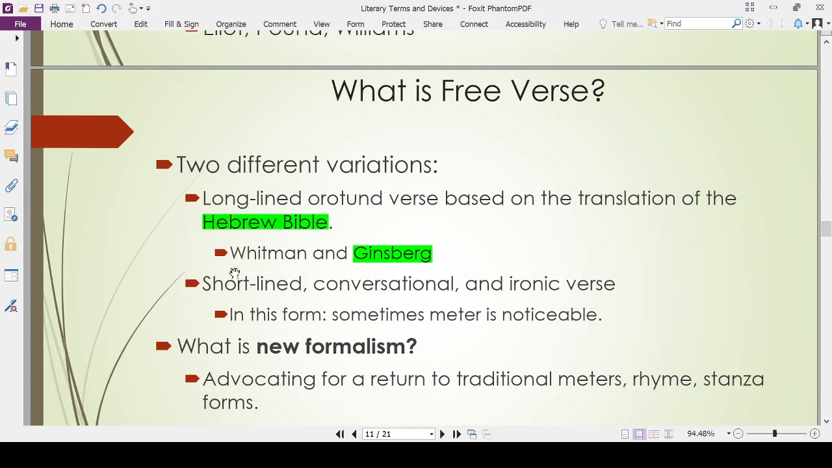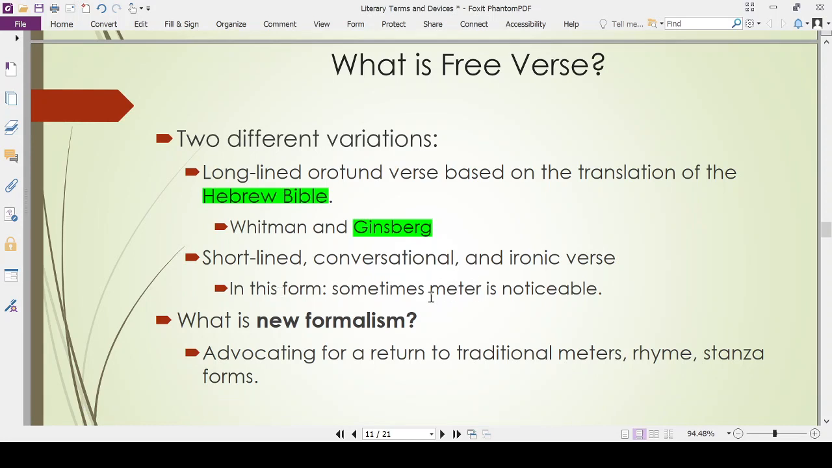The second variation is easier to follow. It has short lines, it is very conversational, and sometimes it is ironic. And in this shorter form, sometimes meter is noticeable, but not always, because free verse doesn't really need any kind of meter. Now, this became actually quite popular in the 20th and even in late 20th century.